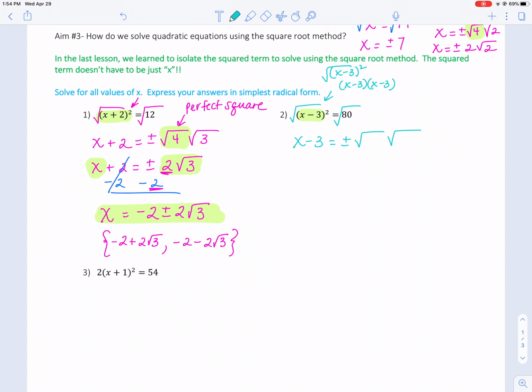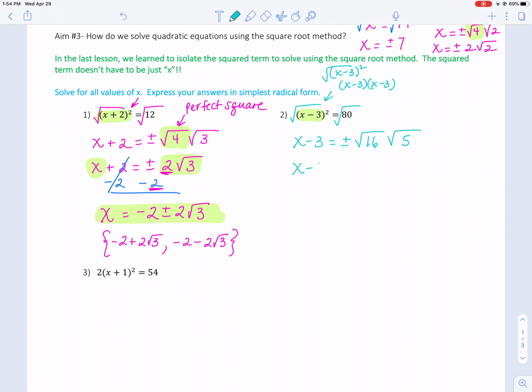Let's name two numbers that multiply to 80 where one of them is a perfect square. So I'm thinking 16 and 5, right? If I do 16 times 5, I get 80. Now why am I thinking 16? It's a perfect square, and it's the biggest perfect square that's going to go into it. I know that because that radical 5 can't be broken down any further.